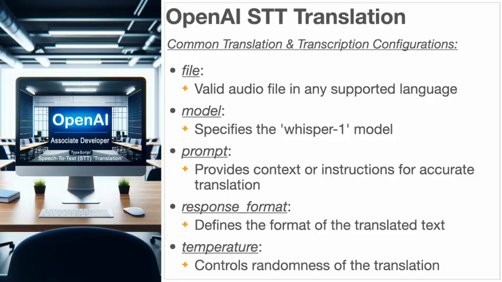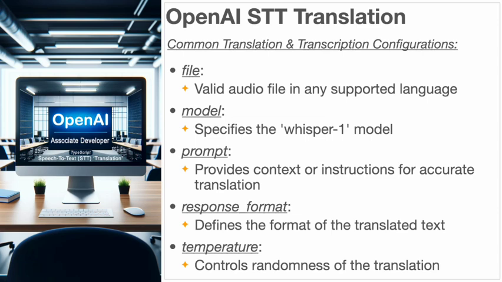1. File. This property is exactly that, a valid audio file, just as in the Transcription API. However, this audio can be in any of the OpenAI supported languages. This is the audio you want translated and then transcribed into text format. 2. Model. As with the Transcription API, this specifies which OpenAI model to use for the translation, and the only model currently supported is the Whisper 1 model.